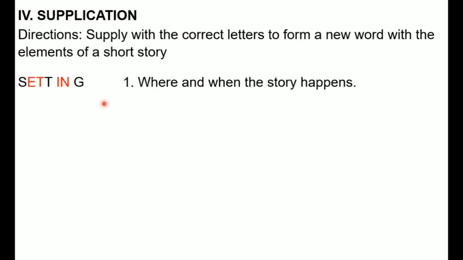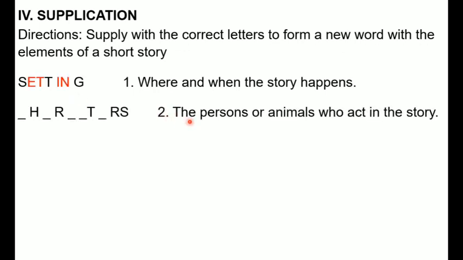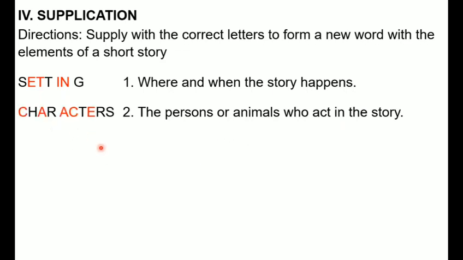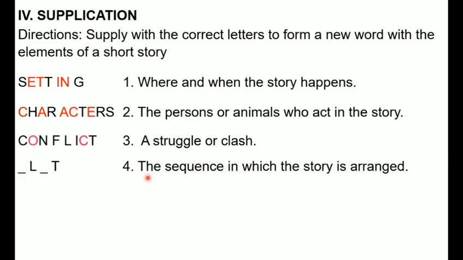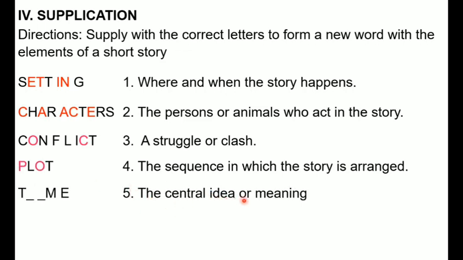Okay, number 1, setting. Number 2, the persons or animals who act in the story, the answer is characters. Number 3, a struggle or clash, that is conflict. Number 4, the sequence in which the story is arranged, that is plot. Number 5, the central idea or meaning, that is theme.